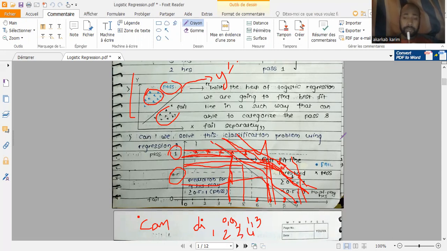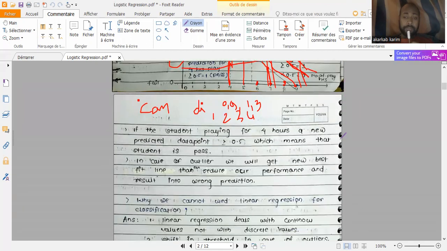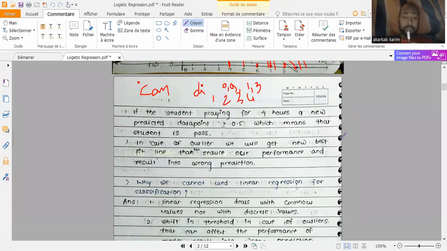The first one is when we have outliers, the best fit line will change to minimize the distance between the new points we have and the straight line. So for this reason, the old points will be affected, as I showed you in this theoretical example with pass and fail. Also, we have the problem of the values. Linear regression is used just for continuous values, and does not work for discrete values.